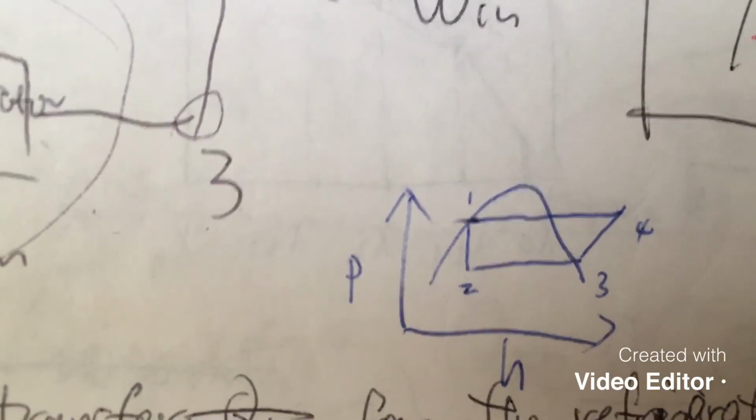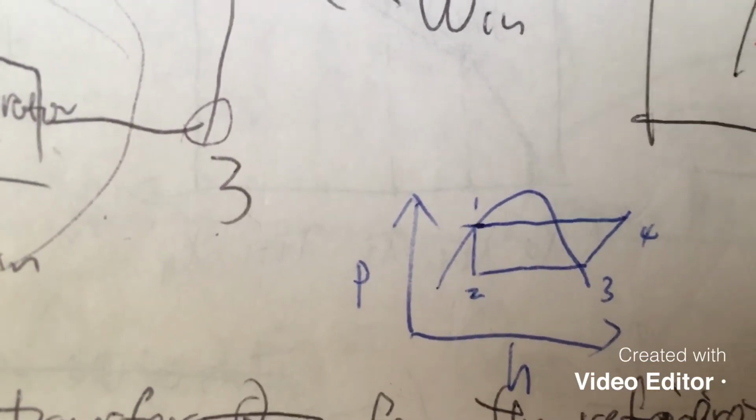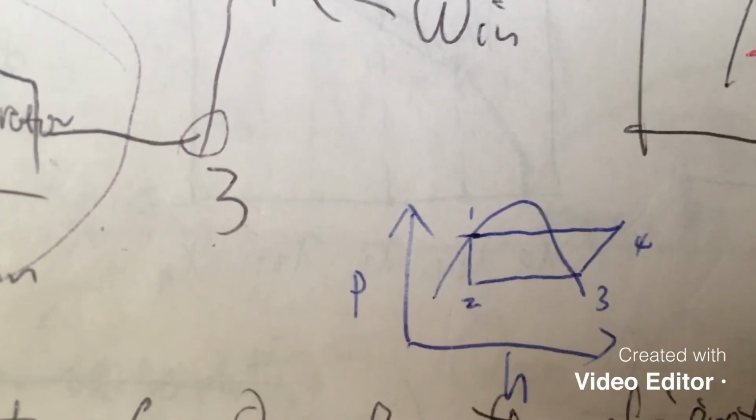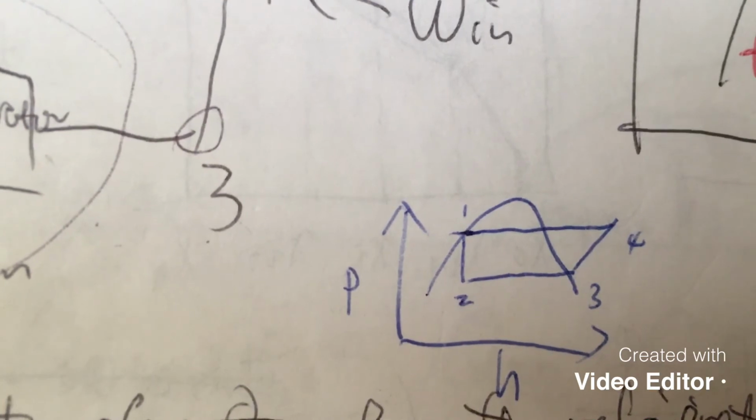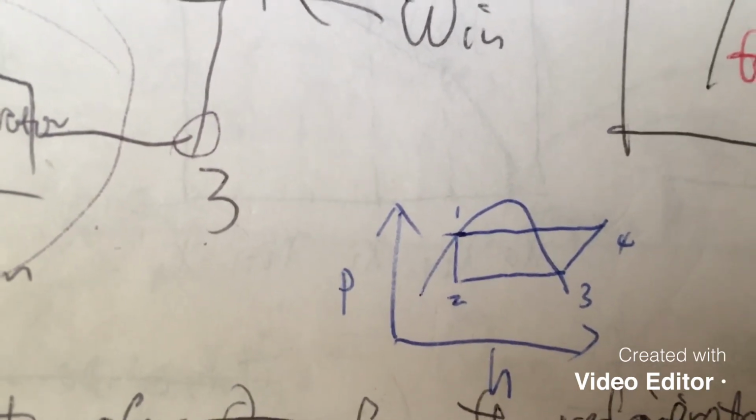Okay, so these are the 2 tasks for the first lab of the refrigeration cycle: to produce the pH diagram, as well as to calculate the degree of superheat at number 3, at the evaporator outlet.